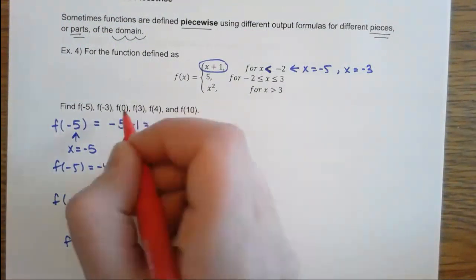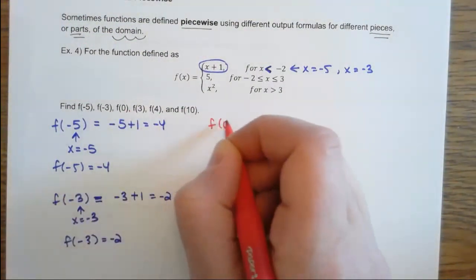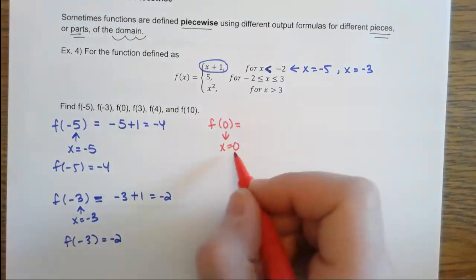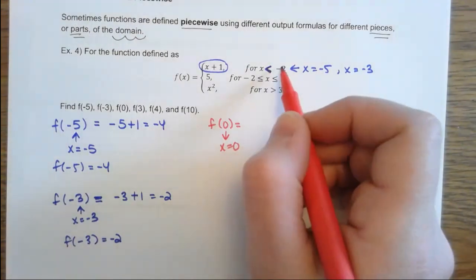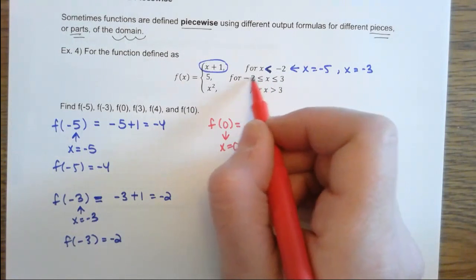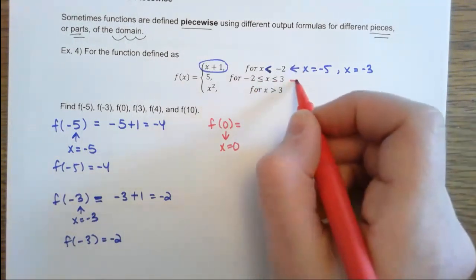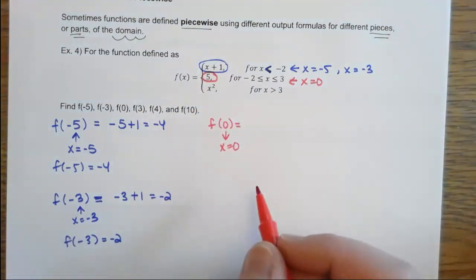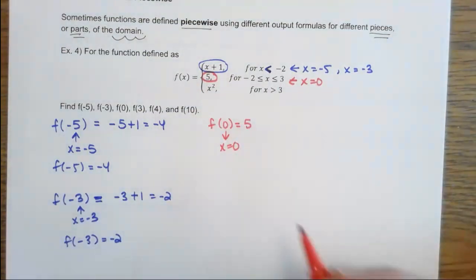For the next one, I have 0. I'm using different colors to kind of show you what's going to happen. So our x value here is 0. So 0 is not less than -2. 0 is in between -2 and 3, right? It fits in here. So this one fits here, so I'm using this expression for my answer. So f of 0 is just 5.